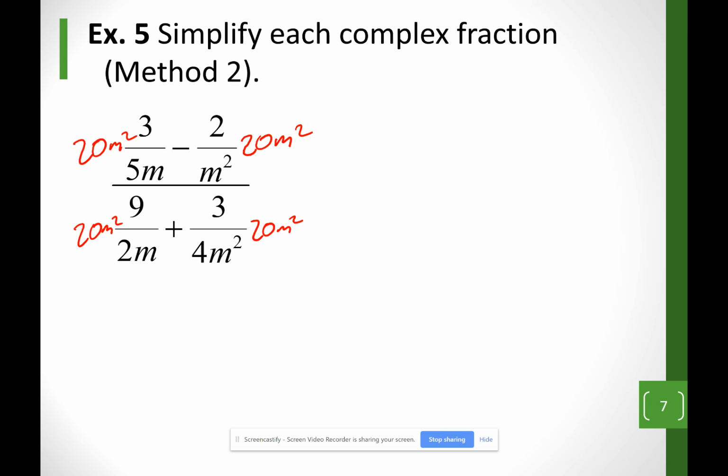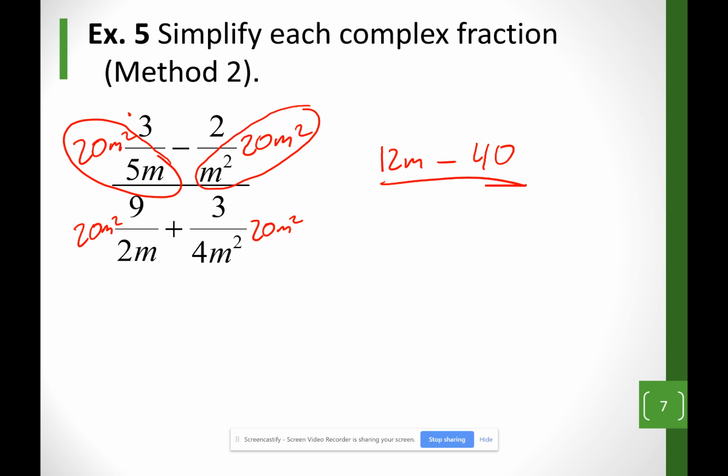I'm going to multiply everything by that. Remember, I do the division with the bottom number, and then my result I multiply to the top. So 20m squared divided by 5m gives me 4m. 4m times 3 gives me 12m. And I'm going to have a minus. 20m squared divided by m squared gives me 20. 20 times the top gave me 40.